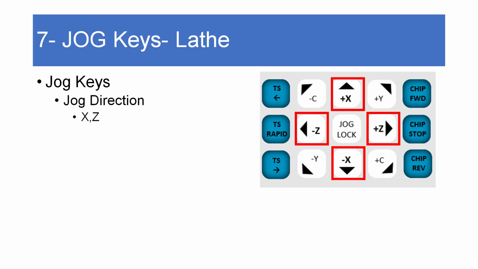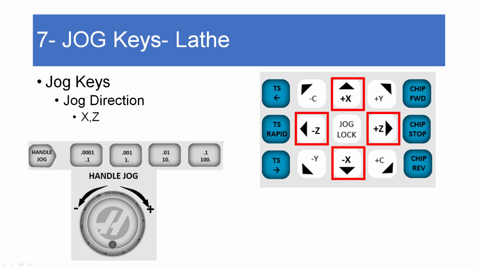Again, the direction key has no bearing on which way the turret will move when you're using the handle jog wheel. Instead, only the direction of rotation of the handle jog wheel controls which way the turret will move. The active direction is again indicated on the display. This may prevent you from inadvertently moving an axis into a fixture or part.